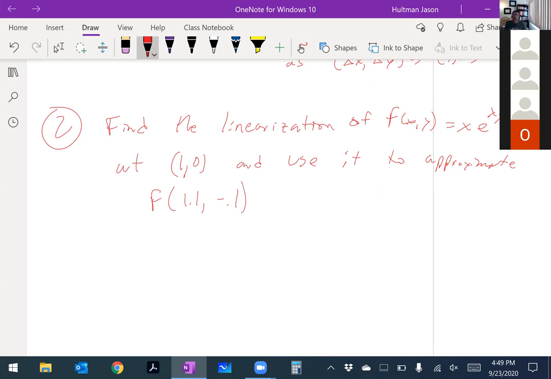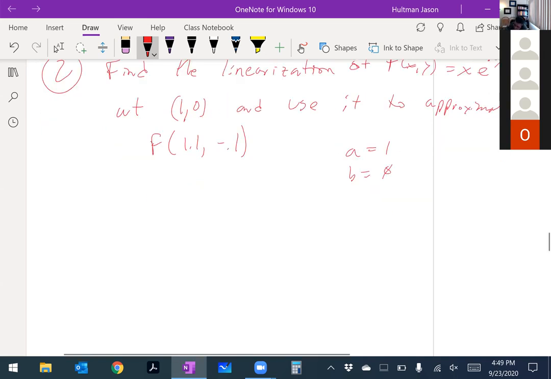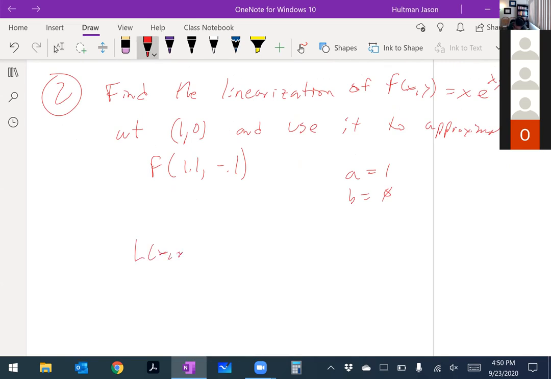Okay, so interesting. We know that a is equal to 1 and b is equal to 0. So we want to do the linearization of this thing. Remember L of x, y is equal to f of a, b plus f sub x of a, b times x minus a, plus f sub y evaluated at a, b times y minus b. Okay, let's just evaluate this and see what we get. First we've got to figure out what our partials are.